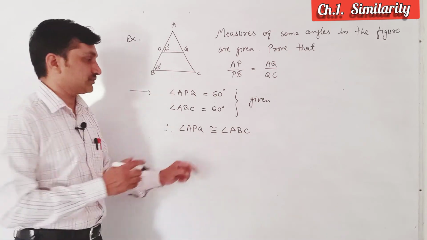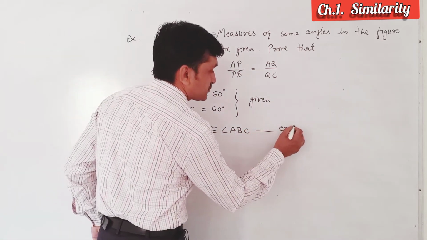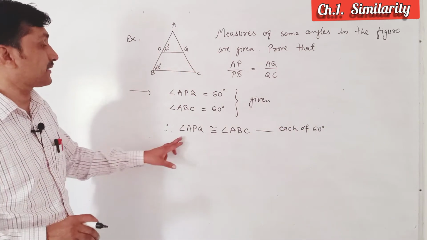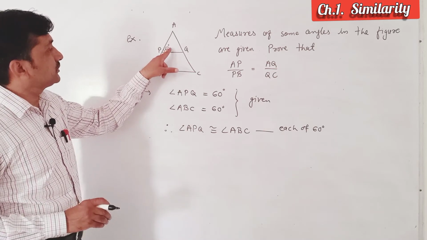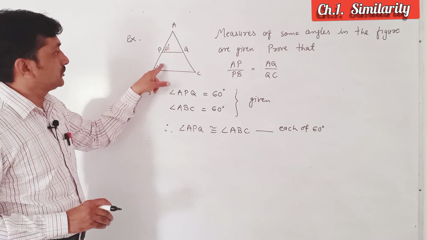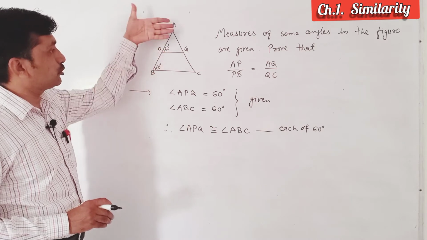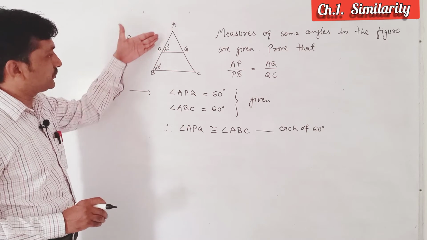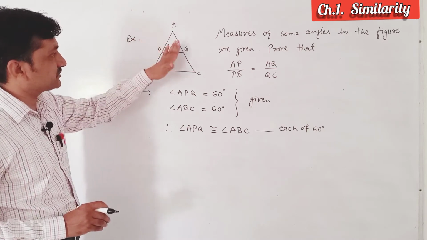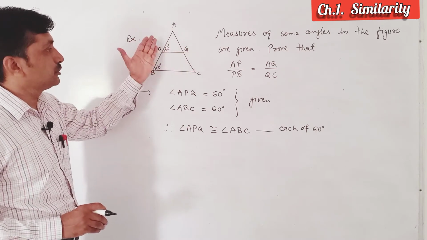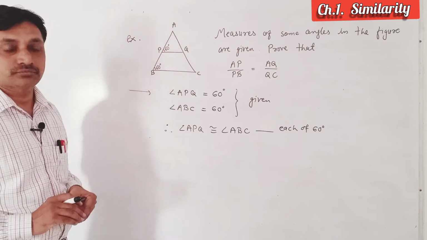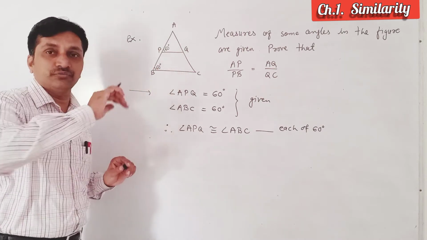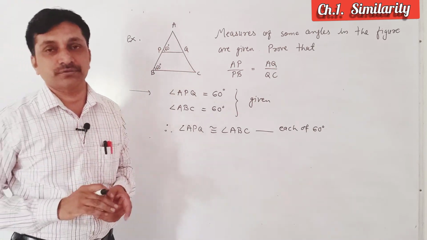Both angles are congruent, each of 60 degrees. That's why these angles are congruent. Now you see, this angle is above PQ and this angle is above BC. If we take AC and AB as transversals, these are on the same side, to the right and above. If these are congruent, then by the converse of the corresponding angle test.